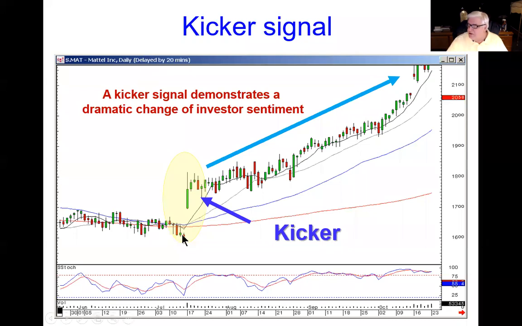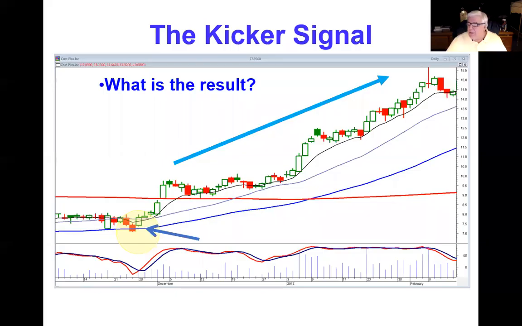When this occurs, especially if they gap it up and go the opposite direction, it's very easy to see that there's been a dramatic change of investor sentiment from the previous trend, and this will usually result in a very strong price move. It becomes more compelling if you see the kicker signal occur at a major support level that everybody else is watching. But the result is the same. There's been a dramatic change of investor sentiment in that trend.